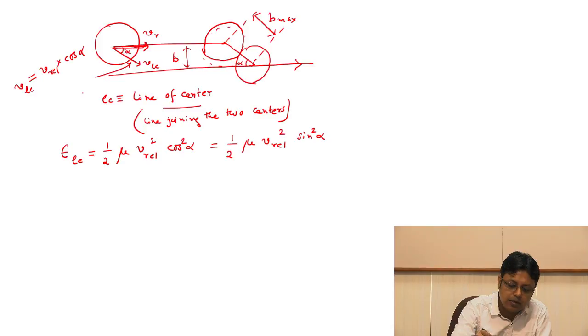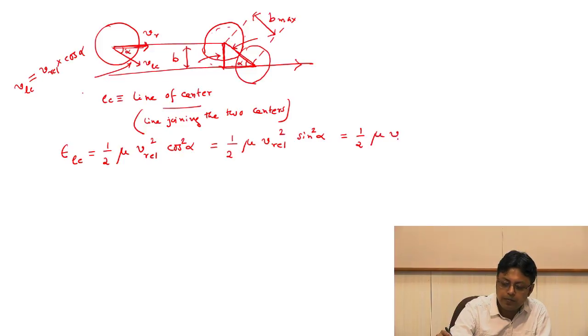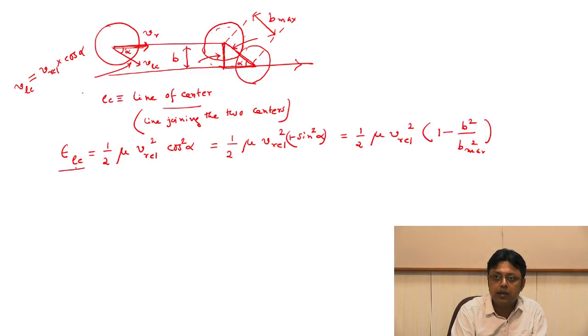If this is b max, you can easily see from this triangle that this side is b max, this side is b, and this angle is alpha. So sine alpha will be nothing but b by b max. So instead of sine square alpha, I'm writing v relative square into, sorry, 1 minus b square by b max squared. That is basically the energy transferred along the line of center.